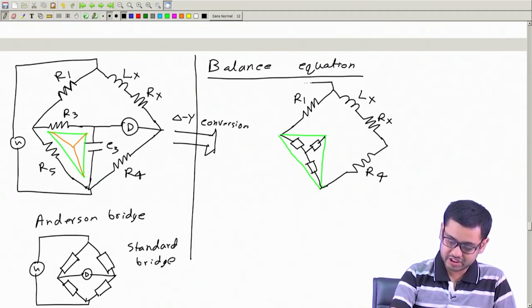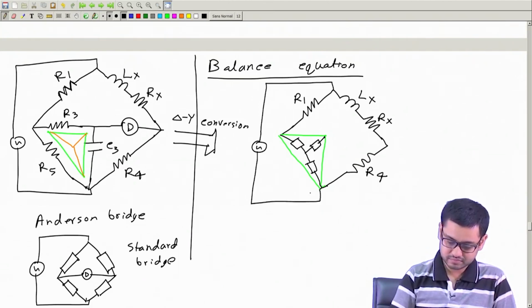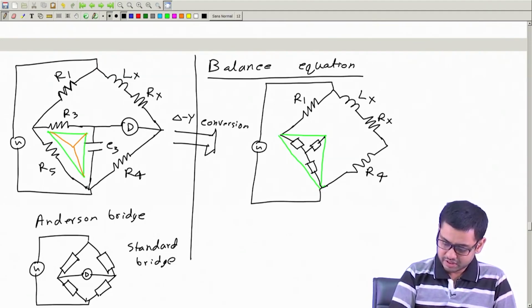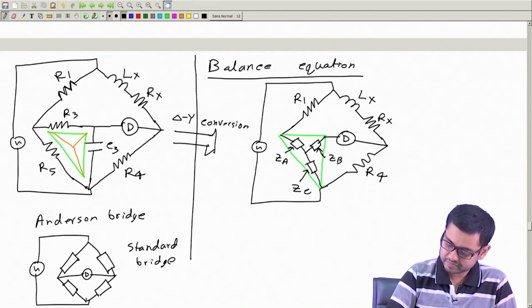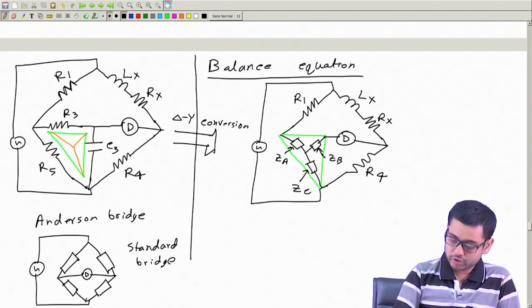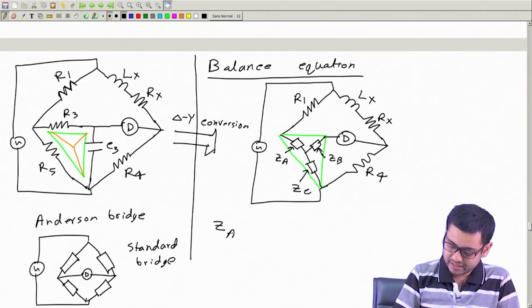Supply is here, and you can find the value of these impedances. Call these ZA, ZB, ZC, and the detector is here. Now, the values of ZA, ZB and ZC can be found from the star delta conversion.